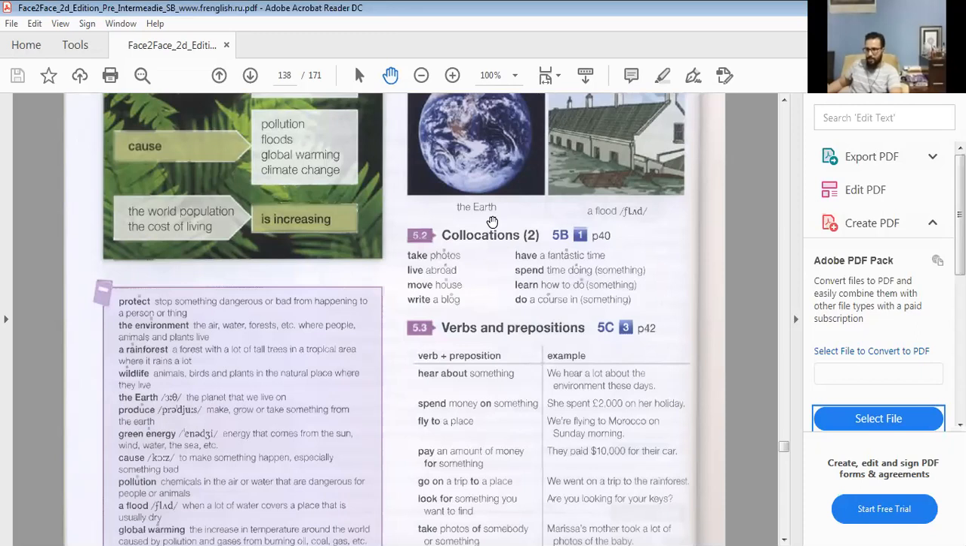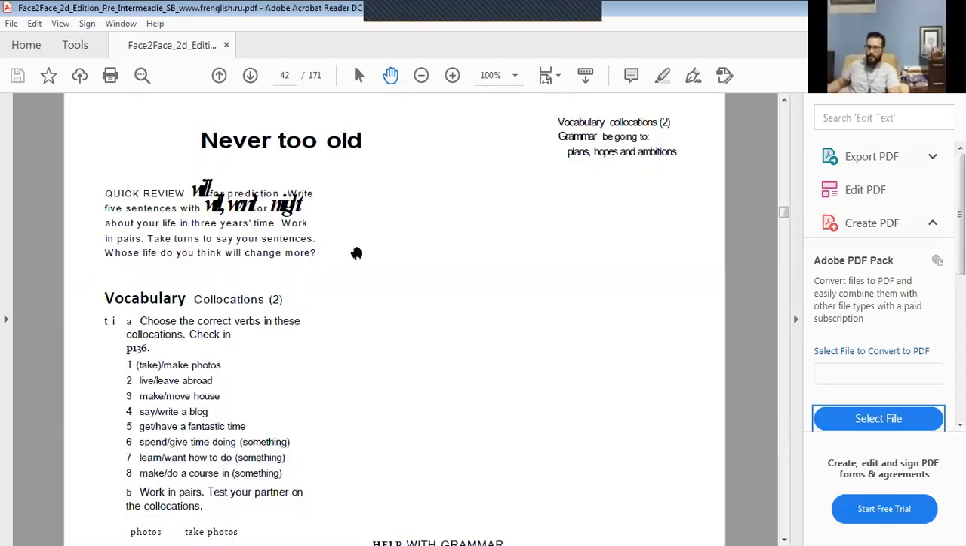This means all of them are correct, right? So we take photos, we live abroad, we move house, we write a blog, we have a fantastic time, we spend time doing something, we learn how to do something, and we do a course in something. Very nice. So all of them are correct. So we can move on to our next exercise.